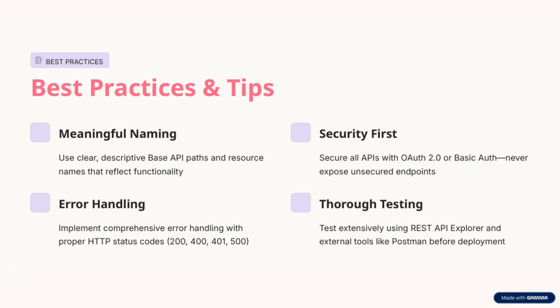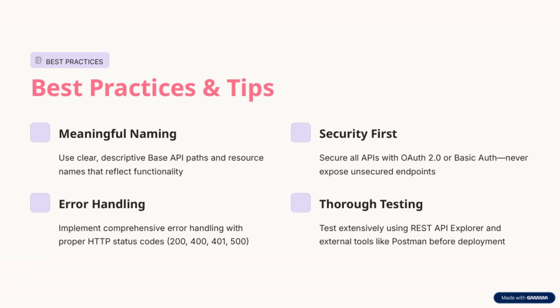Error handling is another critical aspect. Implement comprehensive error responses with proper HTTP status codes, such as 200 for success, 400 for client errors, 401 for unauthorized access, and 500 for server errors. Clear and consistent error handling makes it easier for developers to troubleshoot and improves the overall user experience.